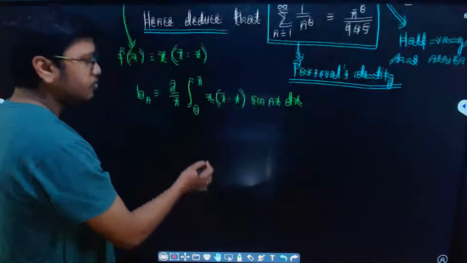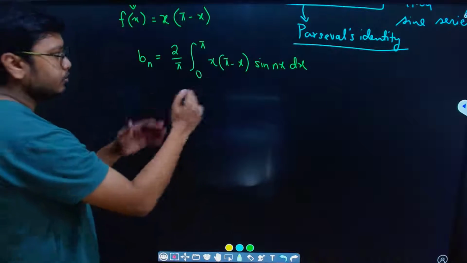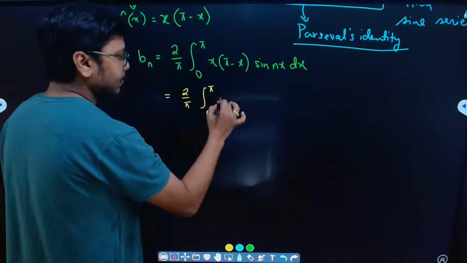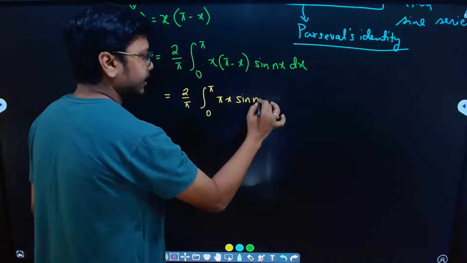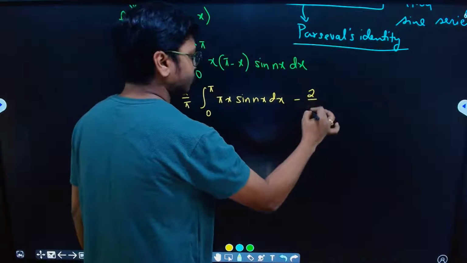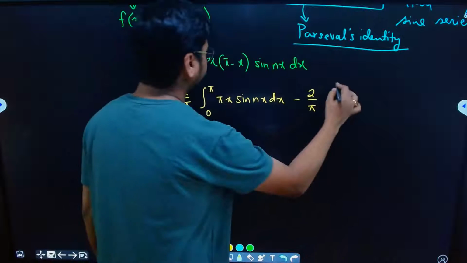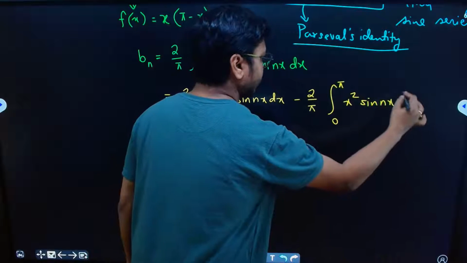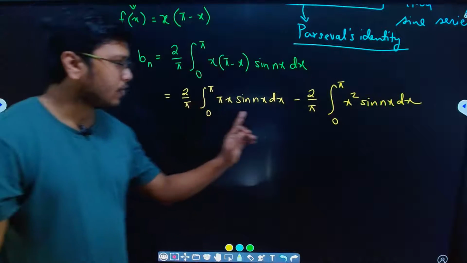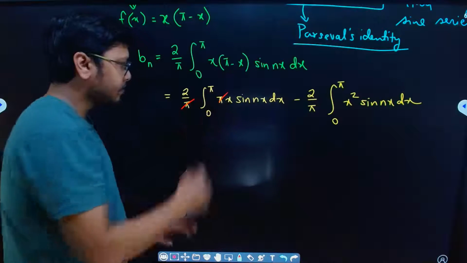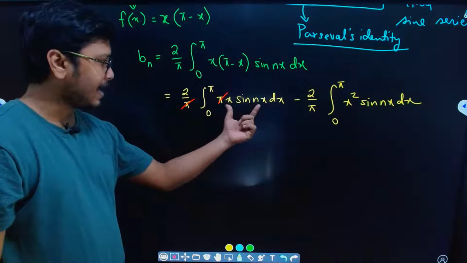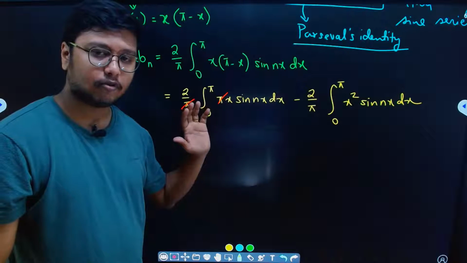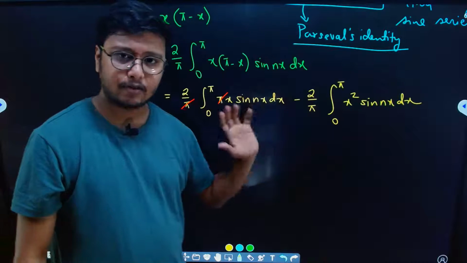Let's see. I will break this into two parts: 2 by pi, integral 0 to pi, pi x sine nx dx, minus 2 by pi, integral 0 to pi, x square sine nx dx. So basically I have to do integration by parts. On the first part, pi is getting cancelled. So one by parts over here, 2 times by parts over here. I will use the Bernoulli formula for by parts, where I'll do the by parts directly using the formula.